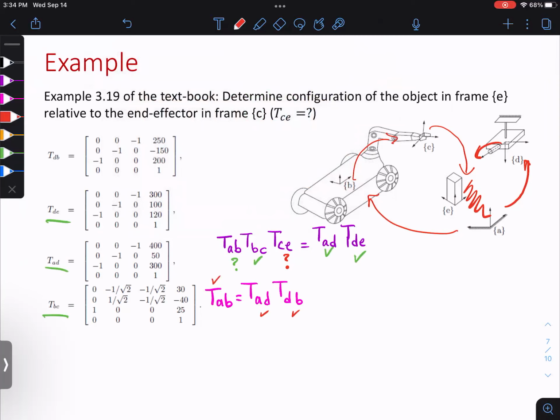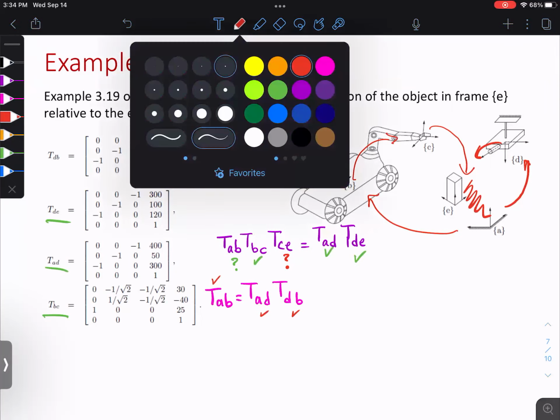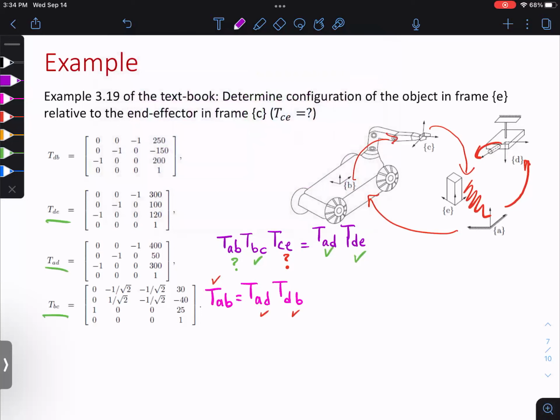Thus, we actually have this. So we can expand and say TAD, TDB, TBC, TCE equals TAD, TDE. In this relationship, we have everything except this one. Now, this is a relationship we can use to solve. We just have to bring everything from this side to this side and find it, right? Now, there are other ways of finding a relationship.